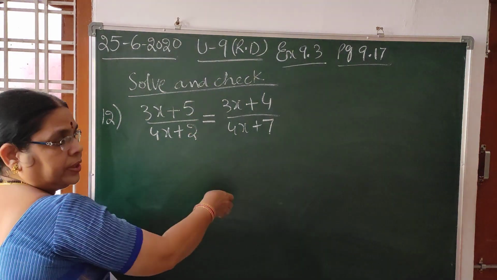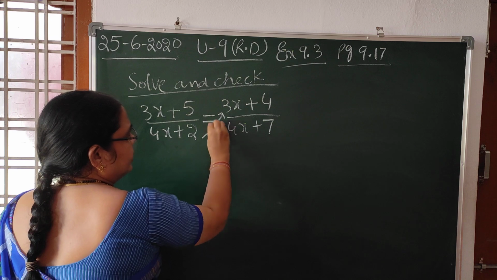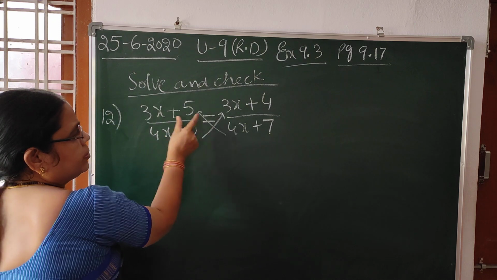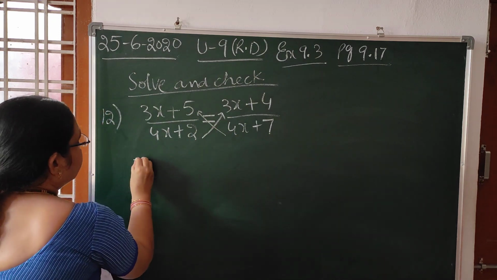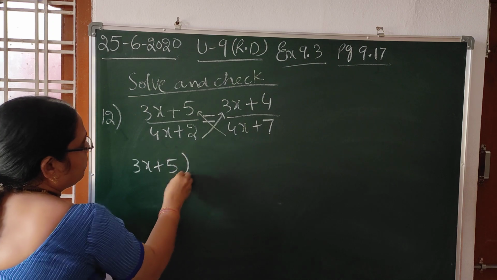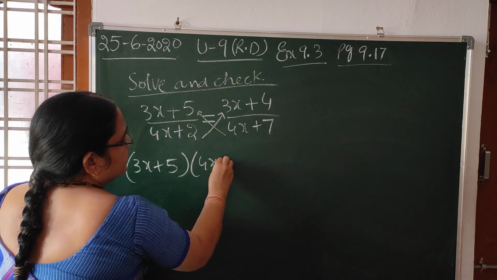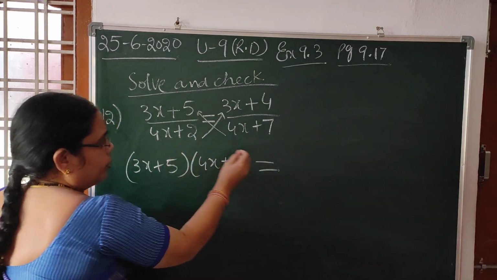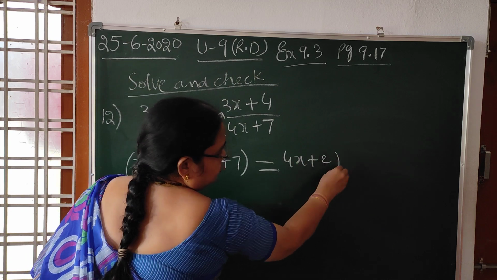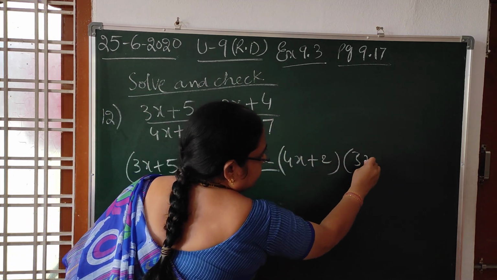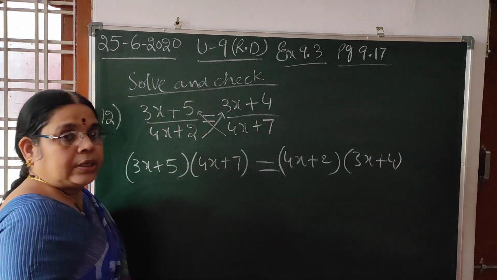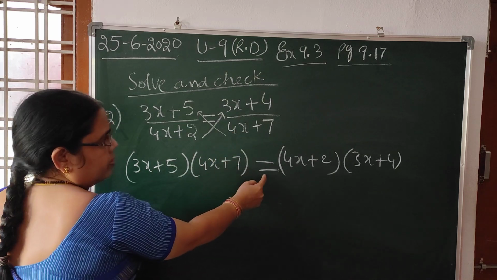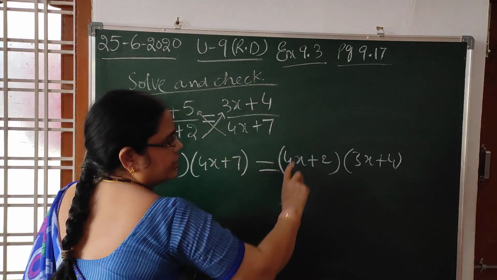So directly you can go for cross multiplication. You should get the normal linear equation form. For that you have to cross multiply. That means 3x plus 5 must be multiplied by 4x plus 7, and this is equal to 4x plus 2 into 3x plus 4. Cross multiplication I am doing. So 3x plus 5 into 4x plus 7 is equal to 4x plus 2 into 3x plus 4.